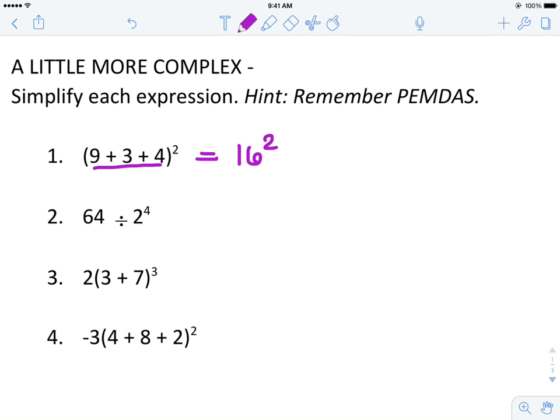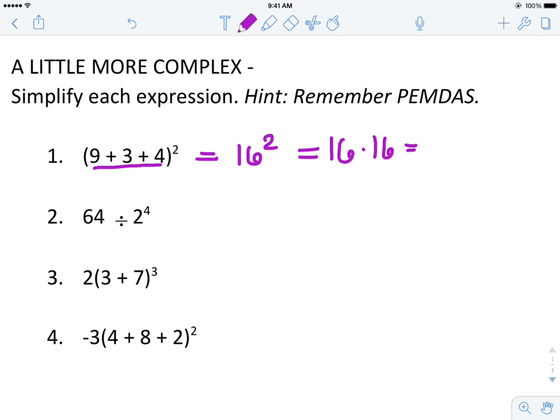16 squared is a big number. It's 16 times 16. You can either plug it into your calculator or you can leave it as 16 squared, because I won't expect you to know any squares that are larger than 10.